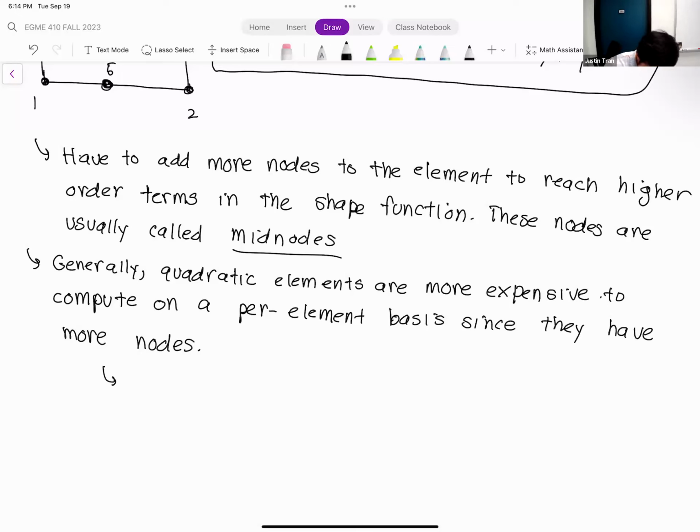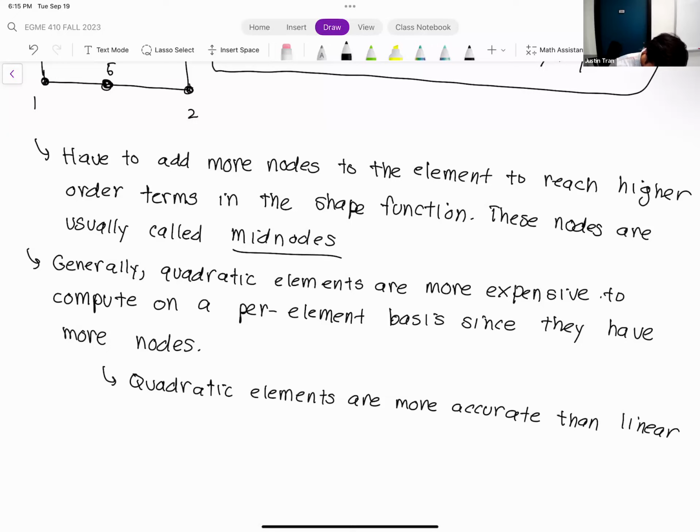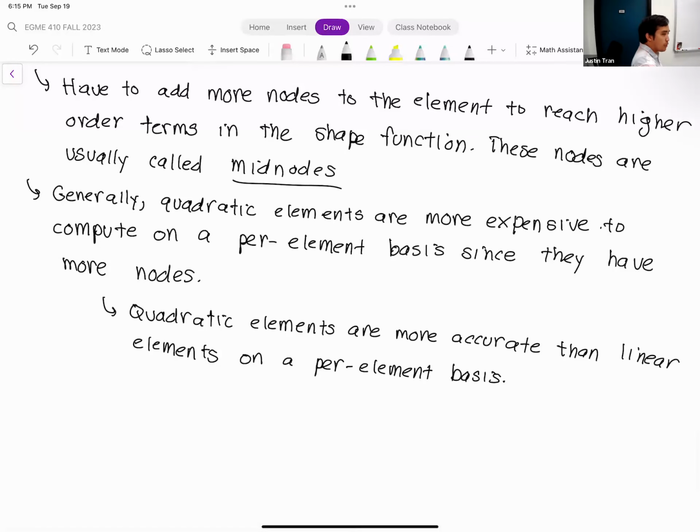But like we talked about before with meshing, usually if you add some computational cost, you get some benefit from that as well. On a per element basis, quadratic elements are more accurate than linear elements. And what that means is that if you're using a quadratic mesh, you can get away with using fewer elements than you typically would with a linear mesh.